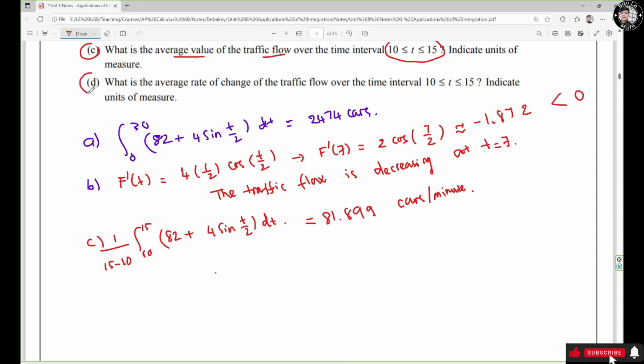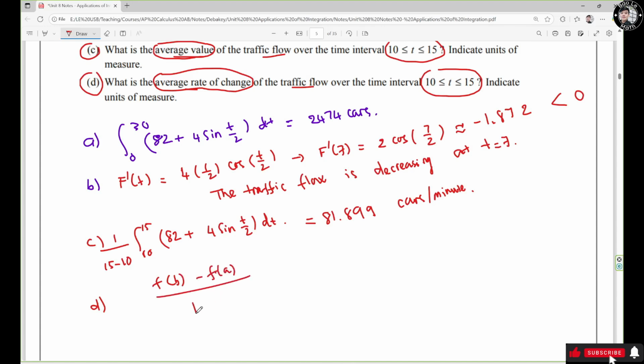Now let's move on to question D. What is the average rate of change of the traffic flow over the time interval 10 to 15 minutes? Now, you need to know the difference between question C and D. Question C says the average value. Question D, the average rate of change. So the average rate of change is going to be, remember, f of b minus f of a over b minus a. So keep that in mind. A equals 10, b equals 15 right here.